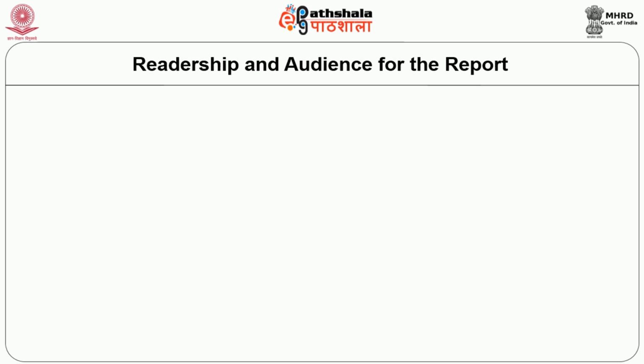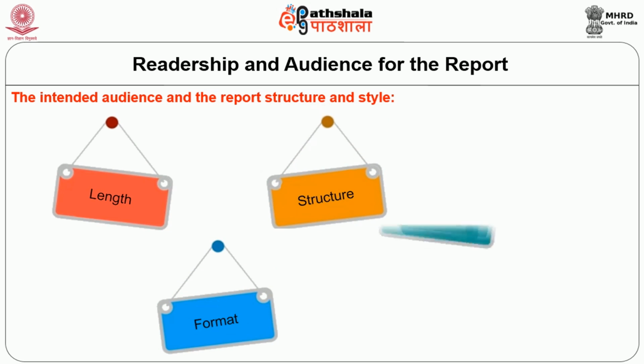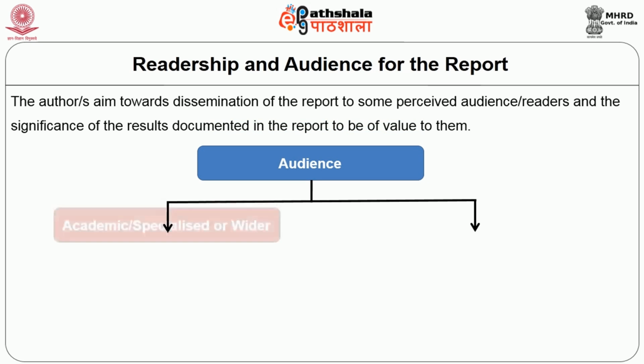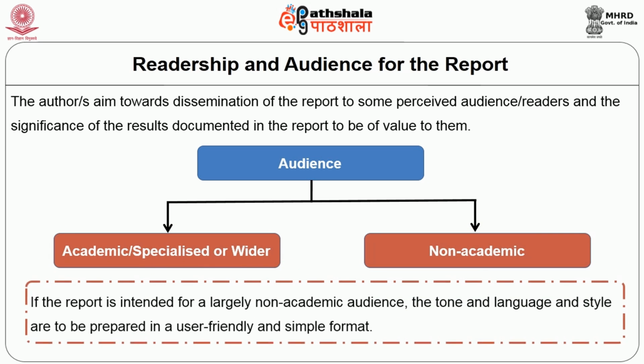Readership and audience for the report is the next important consideration and is discussed in the following section. The nature of the intended audience, either external or internal, is an important factor in determining the length, the format, the structure, the language used, and the tone or pitch for a report. The authors aim towards dissemination of the report to some perceived audience or readers and the significance of the results documented in the report to be of value to them. Audience can thus broadly be classified as academic or specialized, or wider and non-academic. If the report is intended for a largely non-academic audience, the tone, language and style are to be prepared in a user-friendly and simple format.